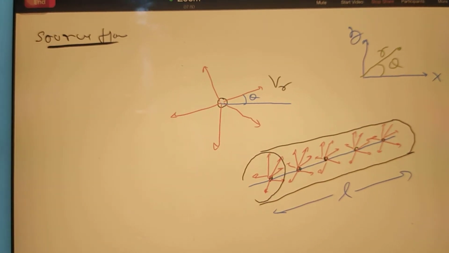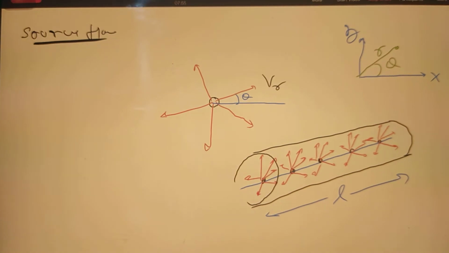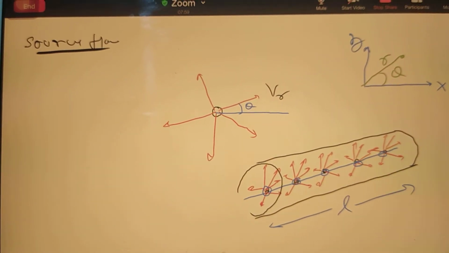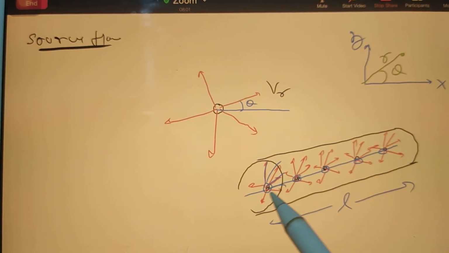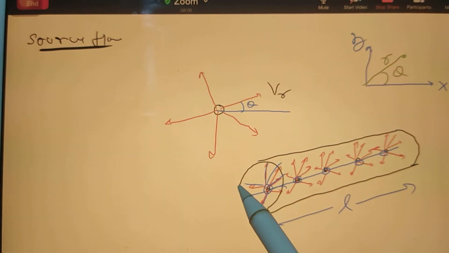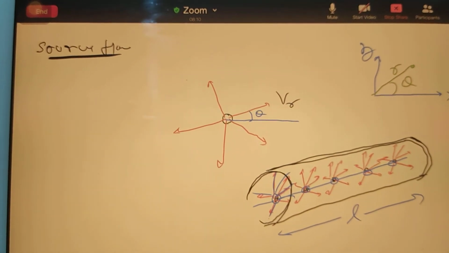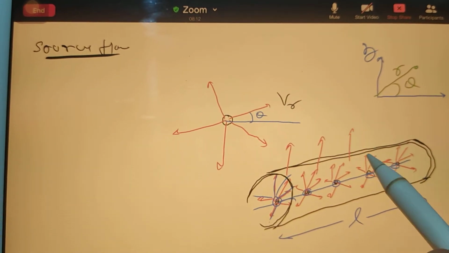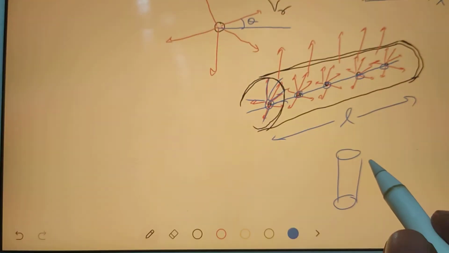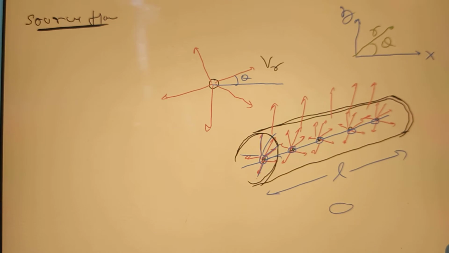Radially outward. Okay, so a source will produce flow radially outward. To understand the analogy, I am keeping all the sources here, and they all are producing velocity, radially outward flow. So I can arrange them in such a way that they will make a cylinder. Correct? It's like flow is coming out of the cylinder in all directions. It's like you have a tube light, and light is coming out in all directions. That kind of situation we have here.